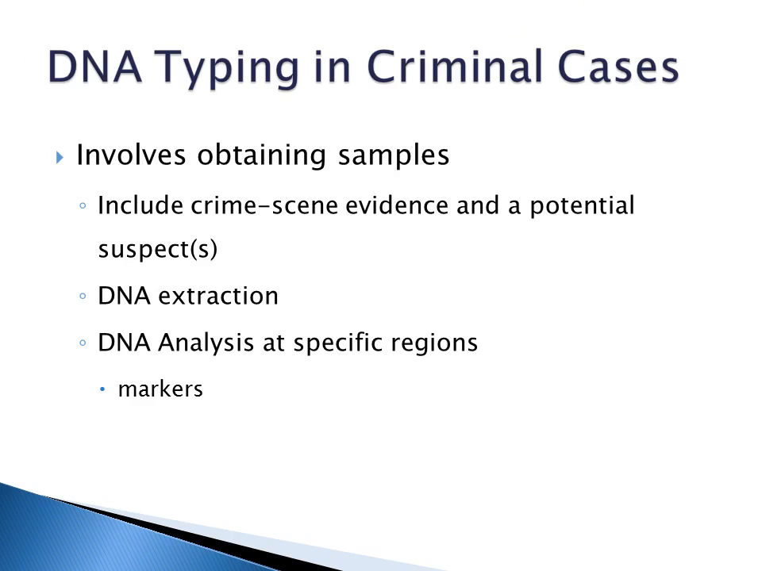So, DNA typing in a criminal case involves obtaining the sample, so that includes crime scene evidence as well as finding potential suspects. So when you get crime scene evidence that may have DNA in it, you have to make sure you don't contaminate that DNA. So you have to collect the specimen very carefully. You would have to extract the DNA from the specimen and then analyze the DNA for the set of specific DNA regions or the markers.